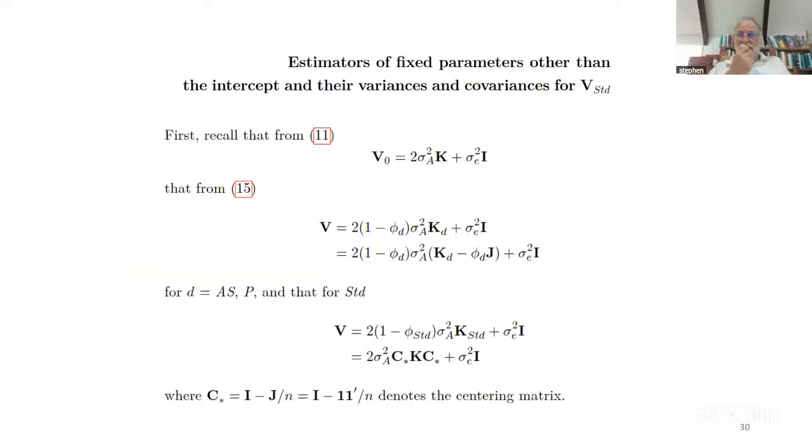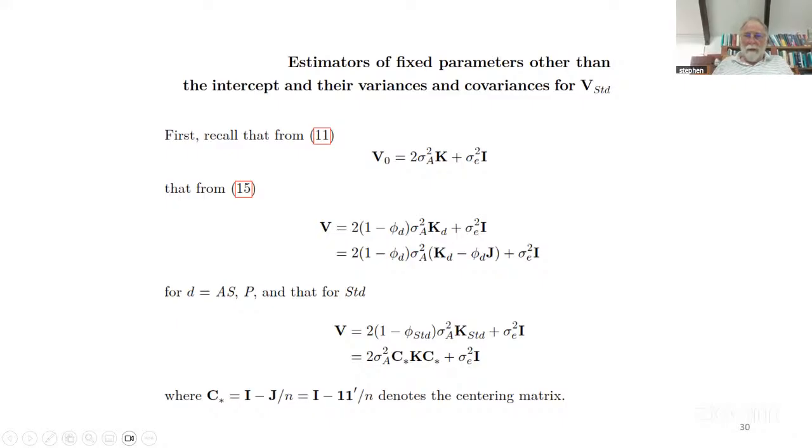So I just wanted to look at what happens when we've got the standard estimator. The V0 that we'd like but can't use because we don't know K is here, and the V that we're actually looking at if we're looking at the allele sharing and Popkin, which I'm going to put to one side for the moment, would be this. But the V for the standard estimator is this one here, and it turns out that it's equal to sigma squared A C star K C star plus sigma squared E I. The only thing that's different in this is that this centering matrix, C star K C star, has replaced K.